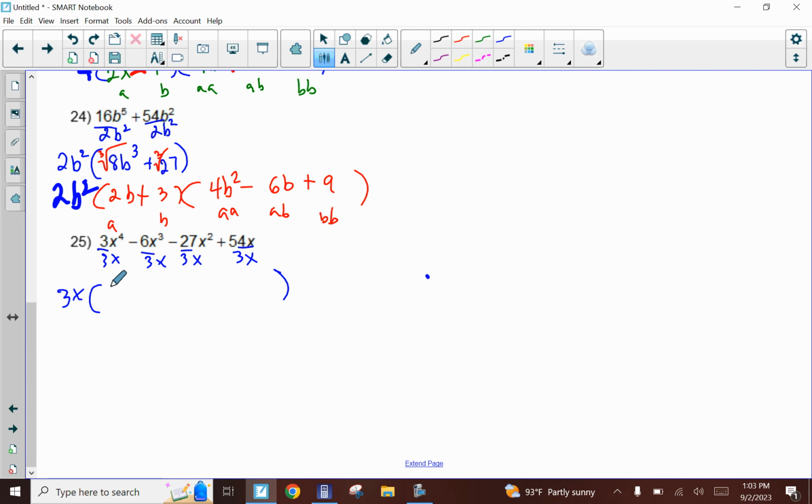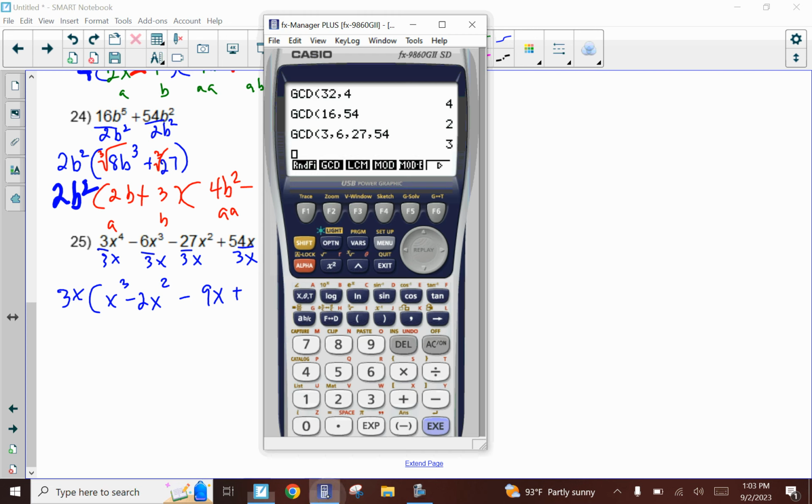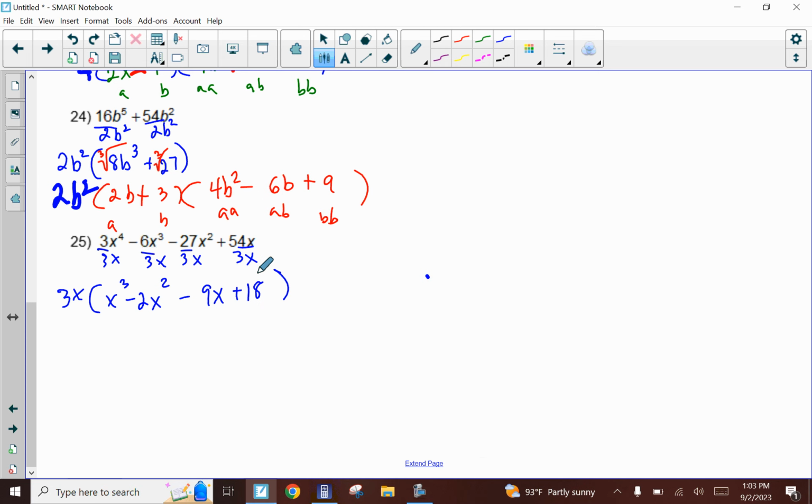And then we're going to be left with x to the third minus 2x squared minus 9x and then plus 27. Is that 27? Let me make sure. 54 divided by 3 is not 27. 54 divided by 3 is 18. Makes more sense. Okay, so this is a grouping, so I'm just going to kind of shut this one off here and go like this.